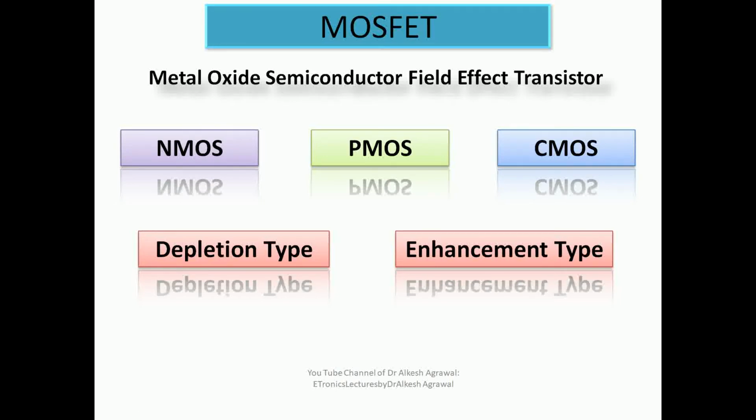MOSFET, that is metal oxide semiconductor field effect transistors. So NMOS is a MOSFET that consists of only N-type channel transistors. PMOS consists of P channel transistors, whereas CMOS consists of N channel as well as P channel transistors. Again, we have a further classification: the MOSFET can be depletion type or enhancement type.